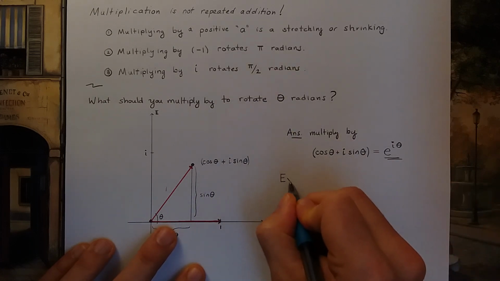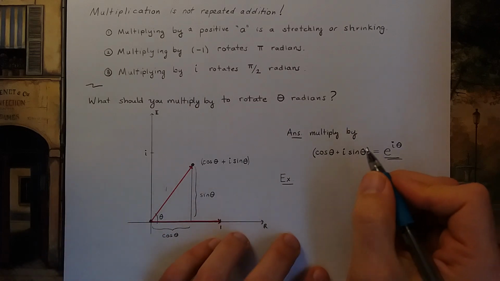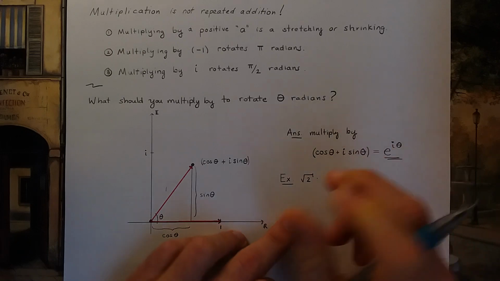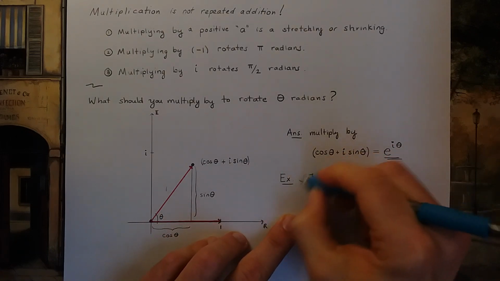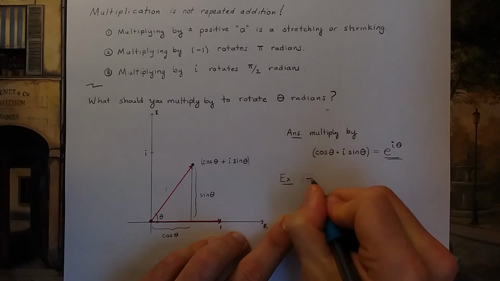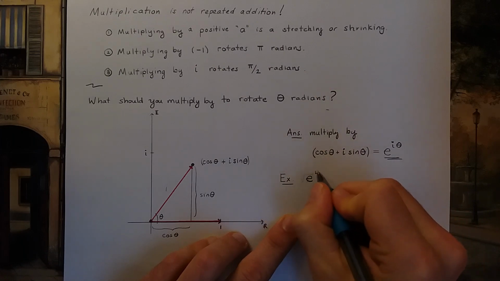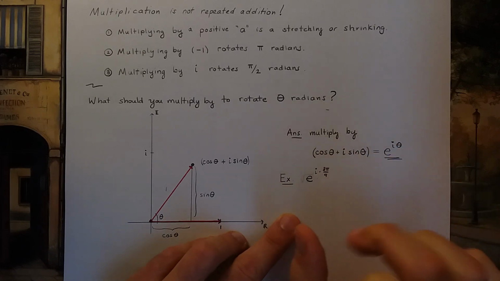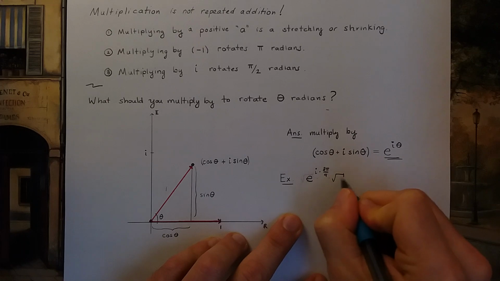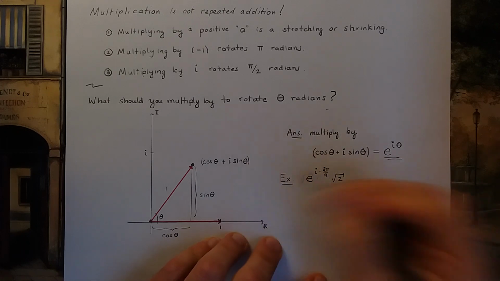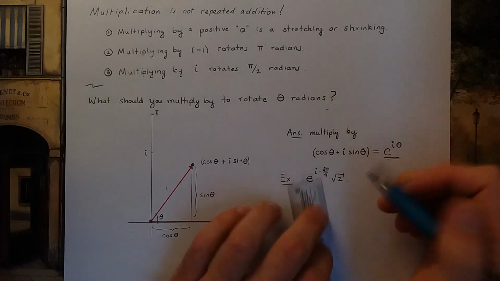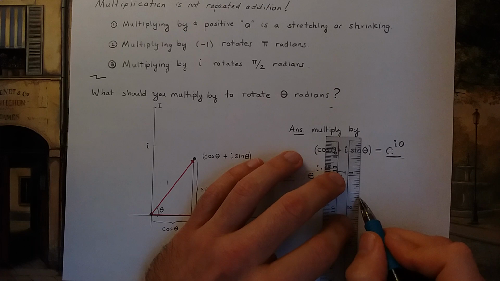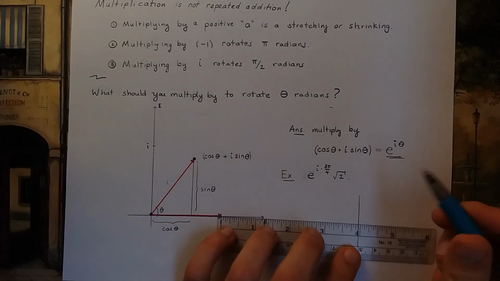So let's do an example. What is the square root of 2? Well, actually, let me write it in the reverse order. Let me write it as e to the i times 3 pi over 4 times the square root of 2. So what I do for this is I start with square root of 2. So I start with a stick of length square root 2.